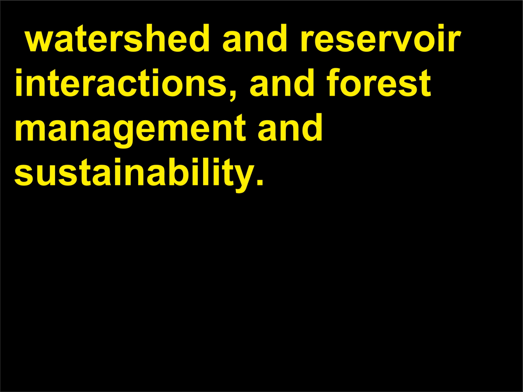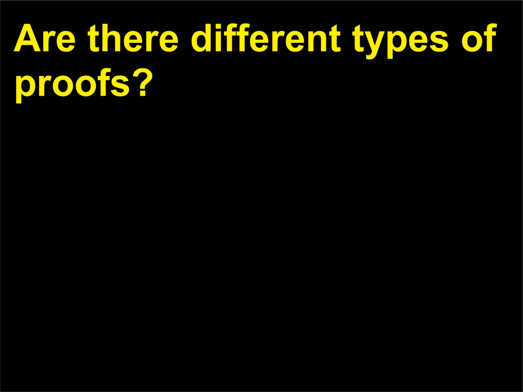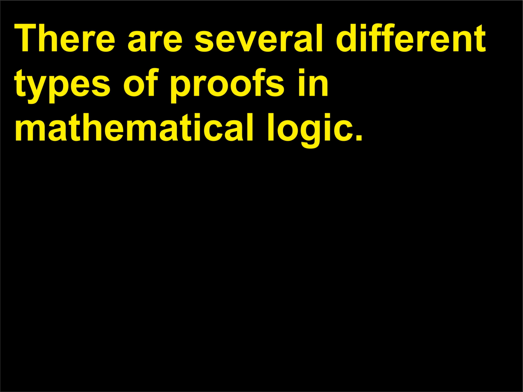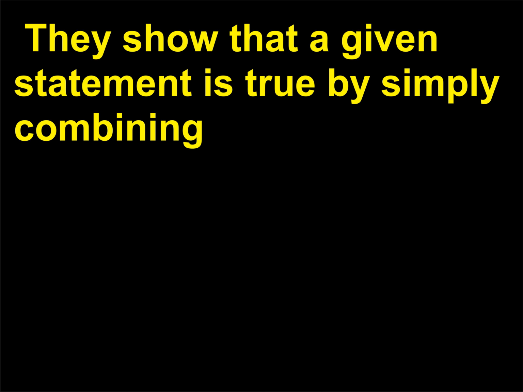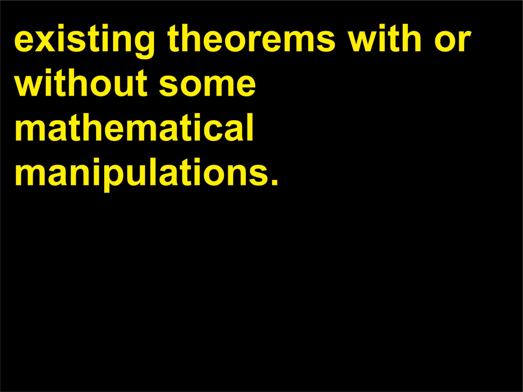Are there different types of proofs? There are several different types of proofs in mathematical logic. Direct proofs are based on rules that result in one true proposition from 2 propositions. They show that a given statement is true by simply combining existing theorems with or without some mathematical manipulations.